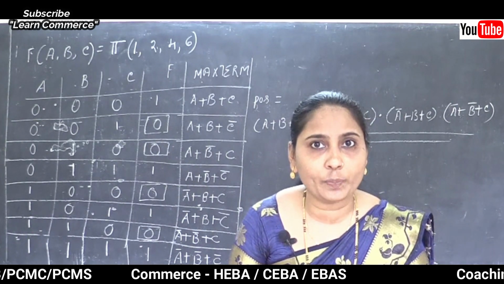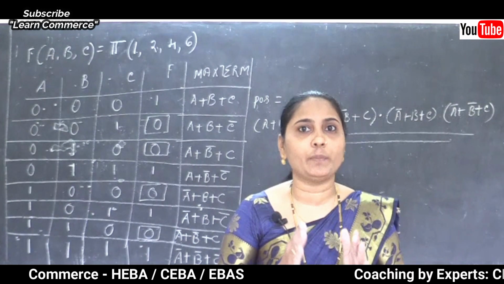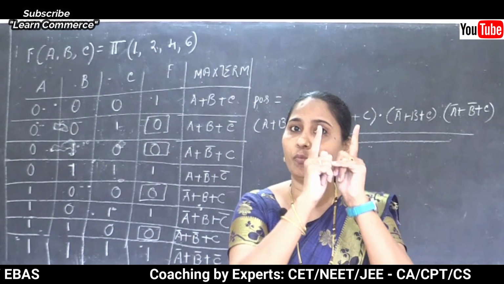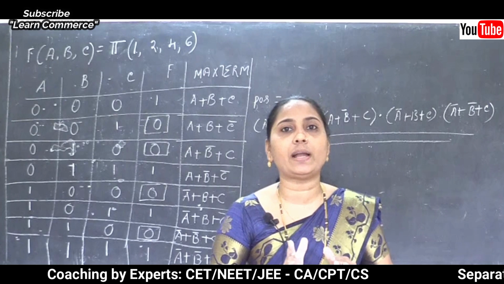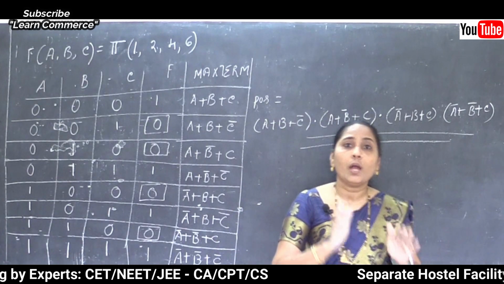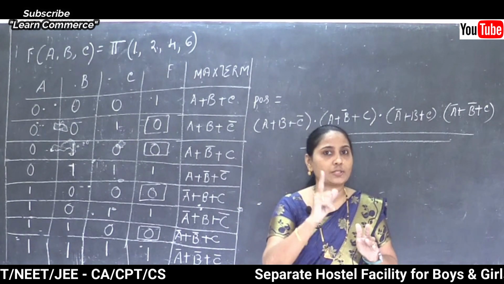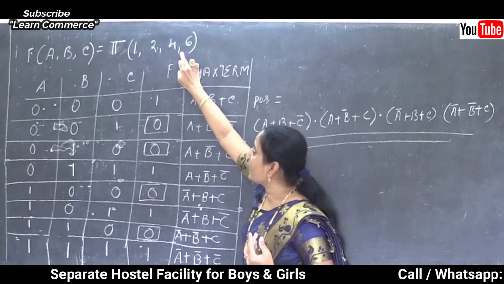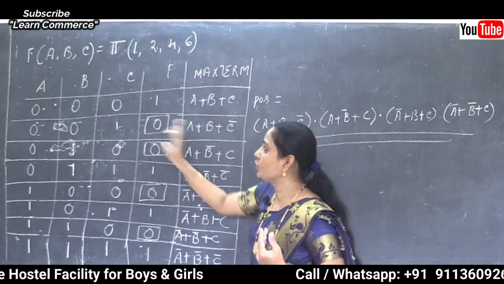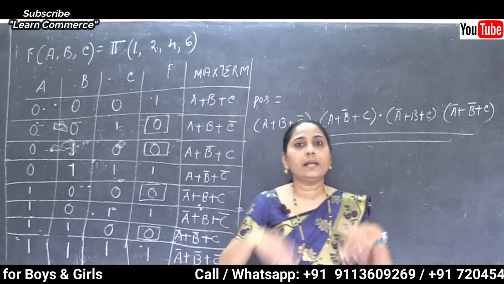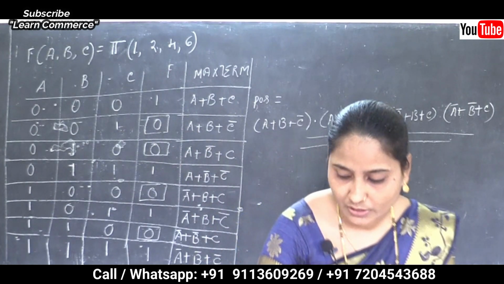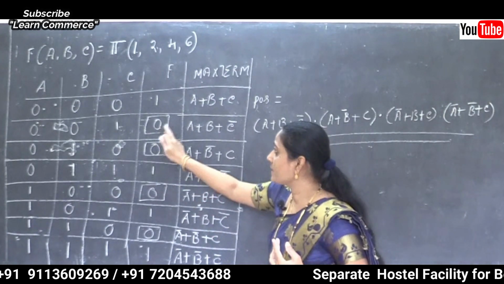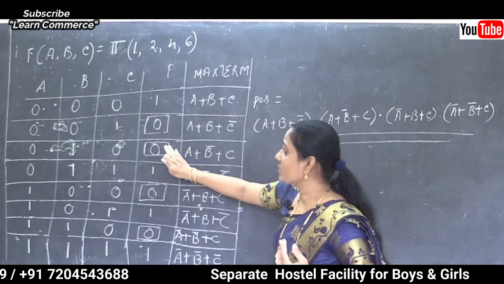In SOP, if values are given in a question, in place of such values I use 1 and in the rest of the places I use 0, but POS is the reverse of SOP, so we should remember it. If any numbers are given, in place of such numbers we need to use the value 0, and in the rest of the places the value 1. Clear this one? Later I am going to show the values here properly.